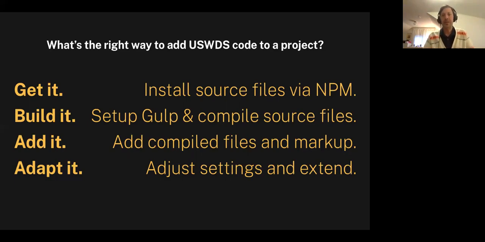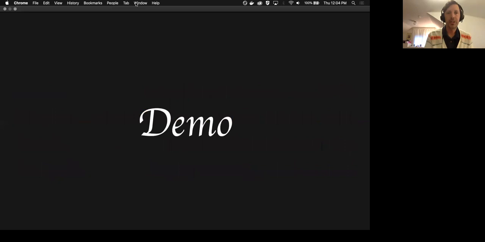You add that compiled CSS and JavaScript and markup into your templates, and then you adapt it. You can go back into the settings and into custom CSS and adjust it and extend it to suit your needs. So get it, build it, compile it, add it, adapt it. So what does that mean in practice? To try to do that live, I will try to add it to a demo project of mine here.